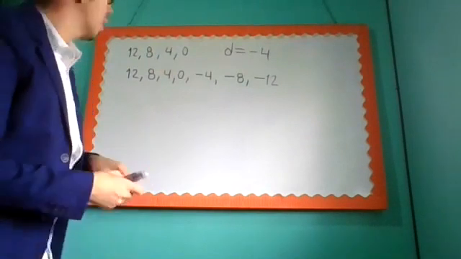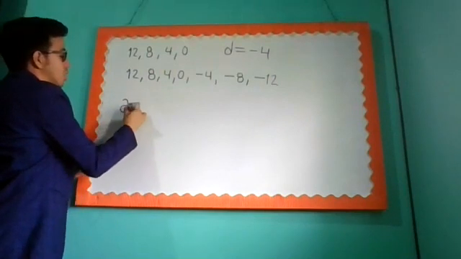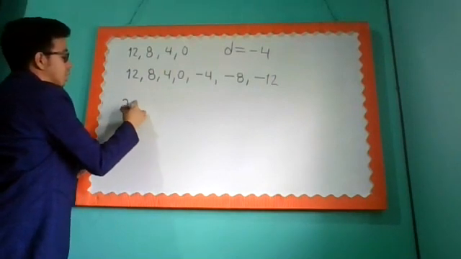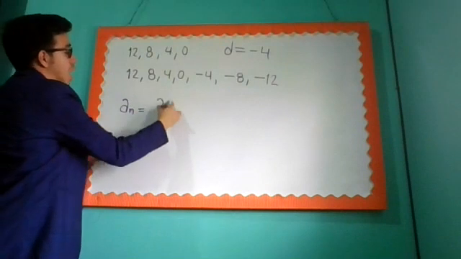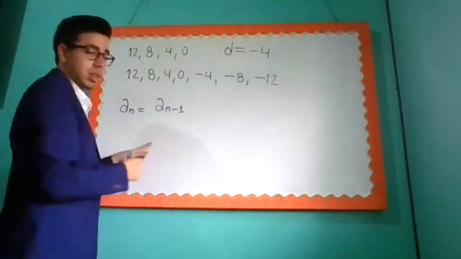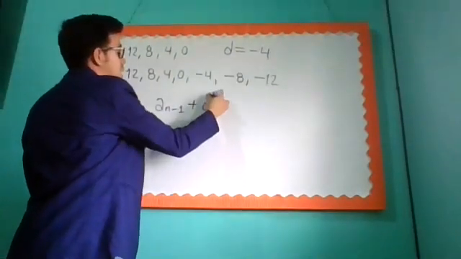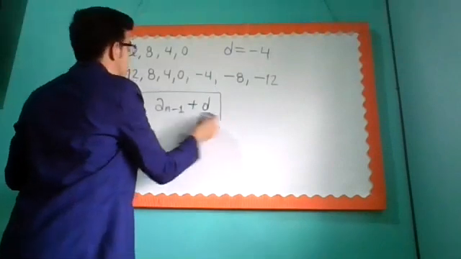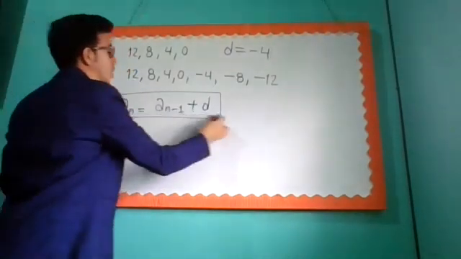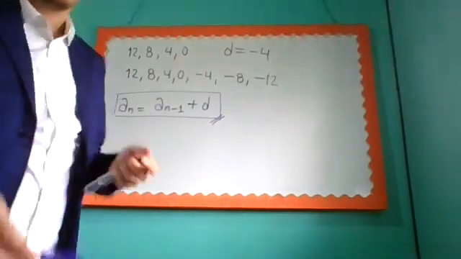Remember, how are we going to obtain the terms? For example, a sub n equals a sub n minus 1 plus d, where d is the common difference. In this I'm going to explain all the theory, so that's the reason why I'm taking too much time with this first example.